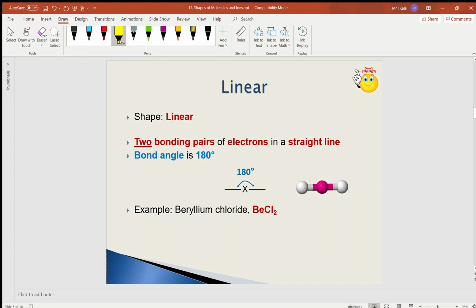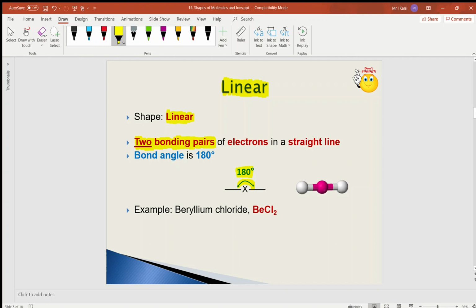So the first shape I'm going to look at is this shape here, which is linear. Okay, so linear is the first shape we're interested in. When we have a linear shape, the crucial thing to remember is we have 2 bonding pairs. If you get 2 bonding pairs, you can only arrange them in one way, and that's this picture in the middle, where X is your central atom, and there are 2 bonds either side. The bond angle in this molecule is 180 degrees. That's the angle between the 2 bonds.